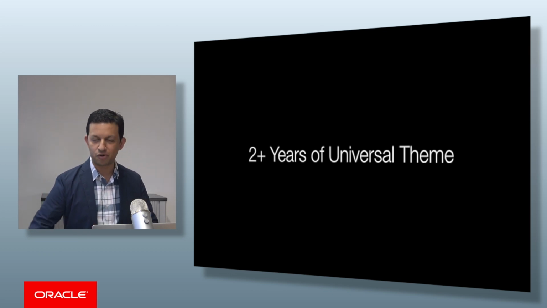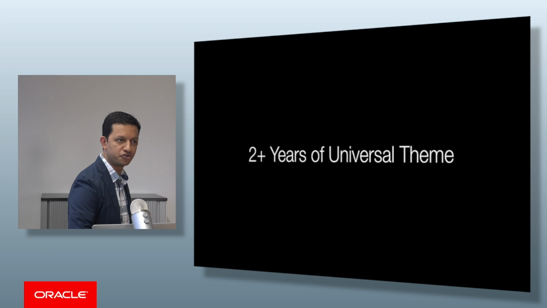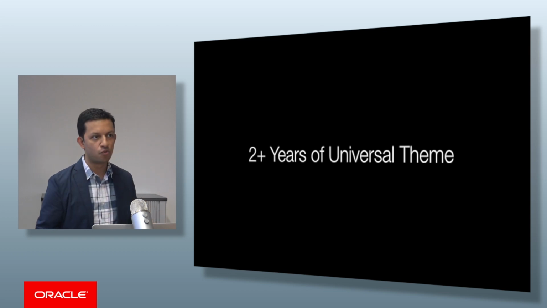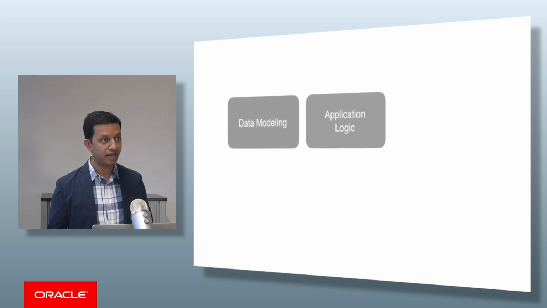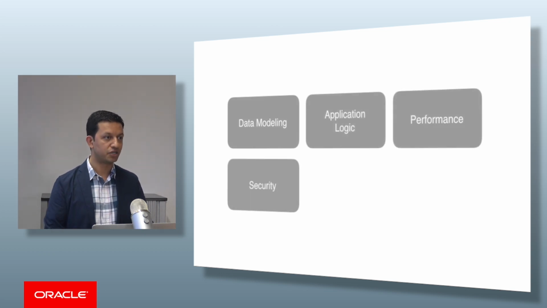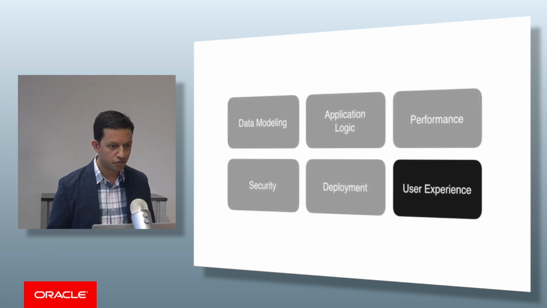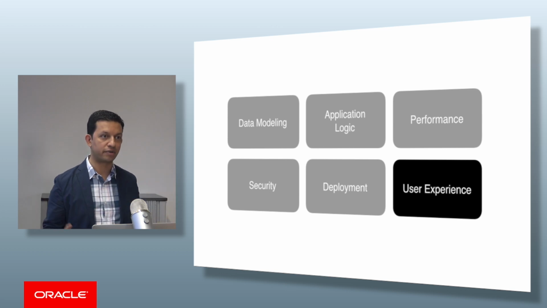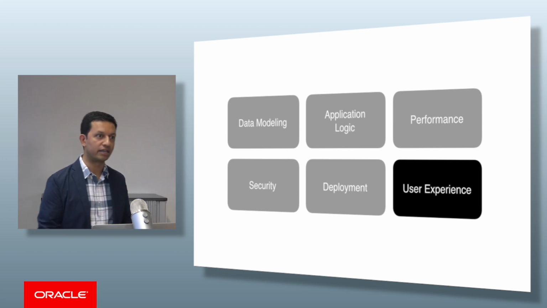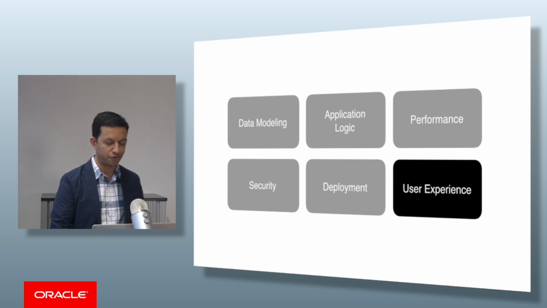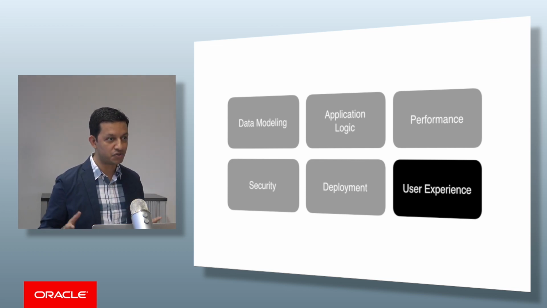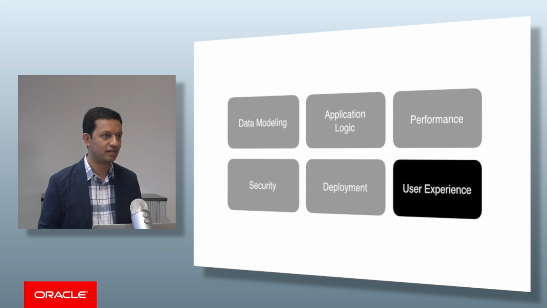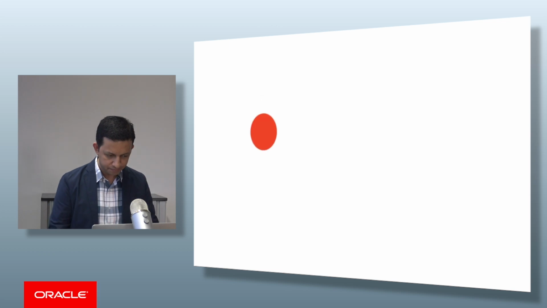I've seen people use it for all sorts of things, from simple applications, which are just CRUD operations, to more complex applications, which can do a whole lot more. And the goal behind Universal Theme has always been the same, right? You as Apex developers right now, you're in charge of a whole lot of different areas of application development. You're doing data modeling and application logic and performance and security and deployment. But on top of all of that, you also have to do user interface and user experience, right? We thought this is where Universal Theme can help you the most.